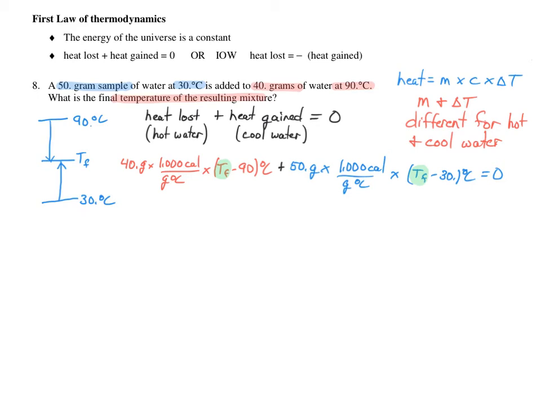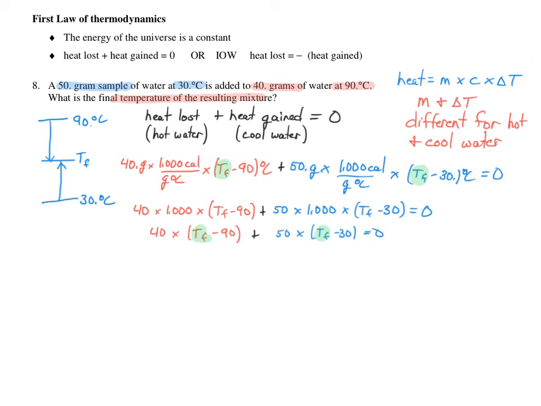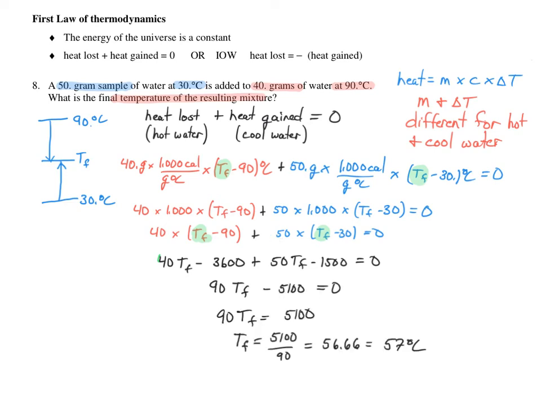Now I'm going to rewrite the equation ignoring units so that we can see things more clearly. Now I'm just going to step through the algebra solving for TF. I've used the distributive property: 40 times TF and 40 times 90, and on this side 50 times TF, 50 times 30. Alright, so it's a lot of algebra for this problem. It is kind of a difficult problem.